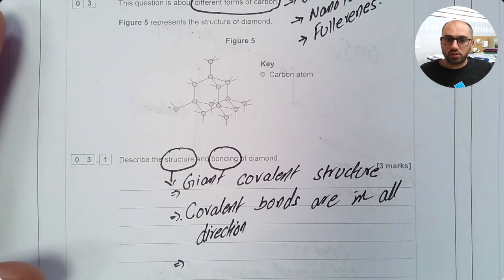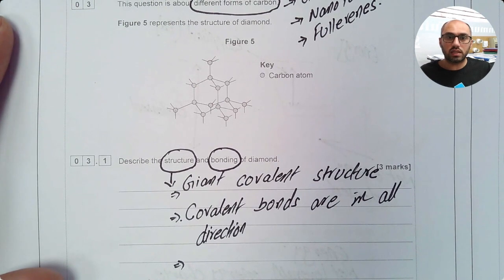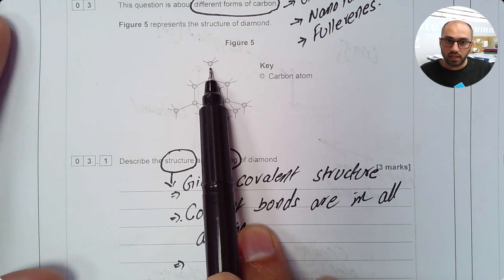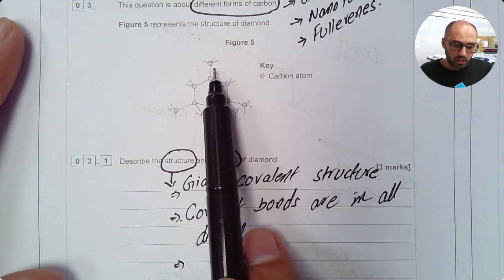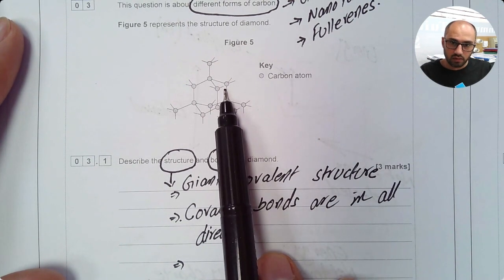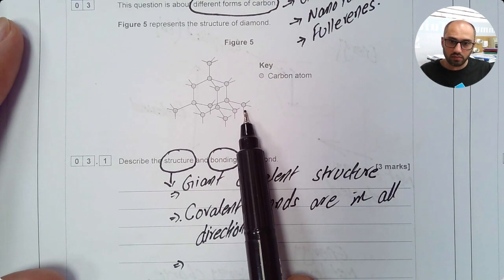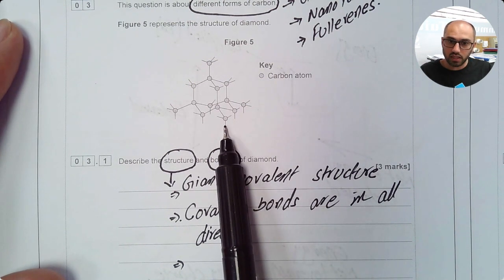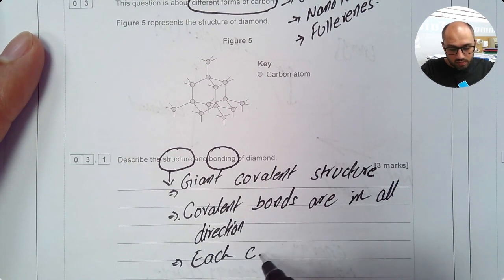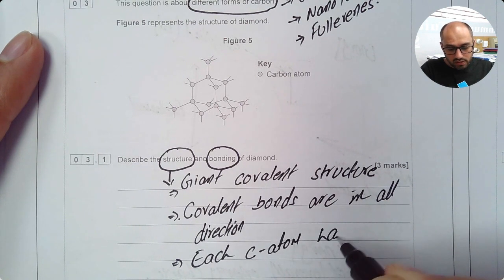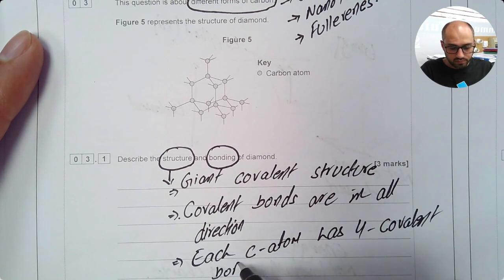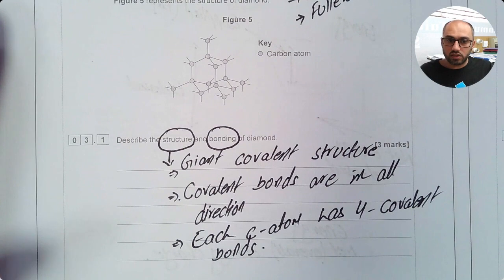It's a 3-mark question, so I'll have to add one more statement to get 3 marks. If I look at this carbon atom, I can see there are some covalent bonds around it, and they're being represented by these lines. You can see here there's 1, 2, 3, and 4. Now we can look at this carbon atom. Again, there are 4 bonds around it. The same is true for the other carbon atoms. So I can say each carbon atom has 4 covalent bonds. And this will get us 3 marks in this question.